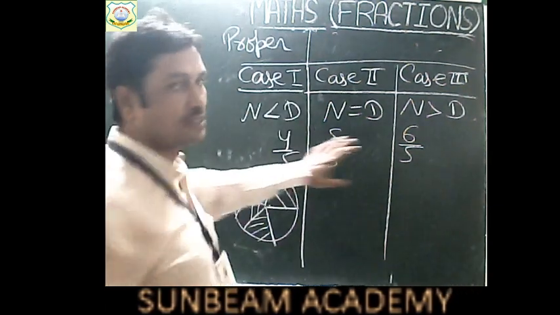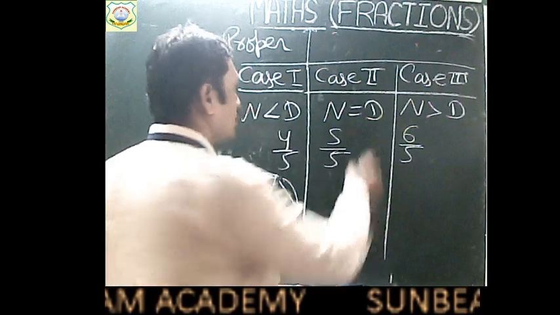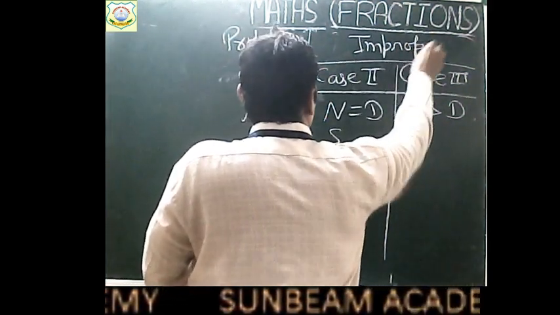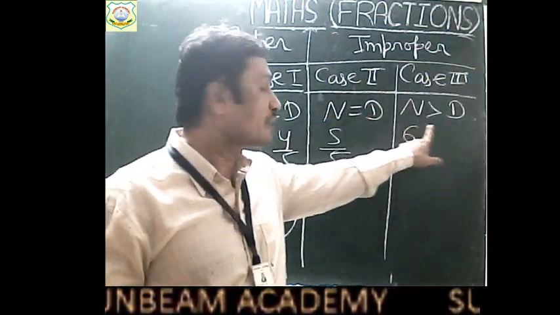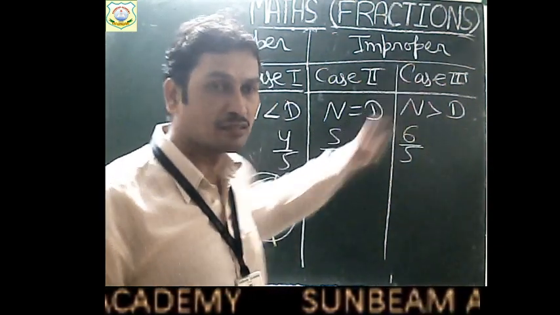And other 2 cases. These 2 cases are known as improper fractions. So the fractions in which numerator is equal to denominator or numerator is greater than denominator, such fractions are known as improper fractions.